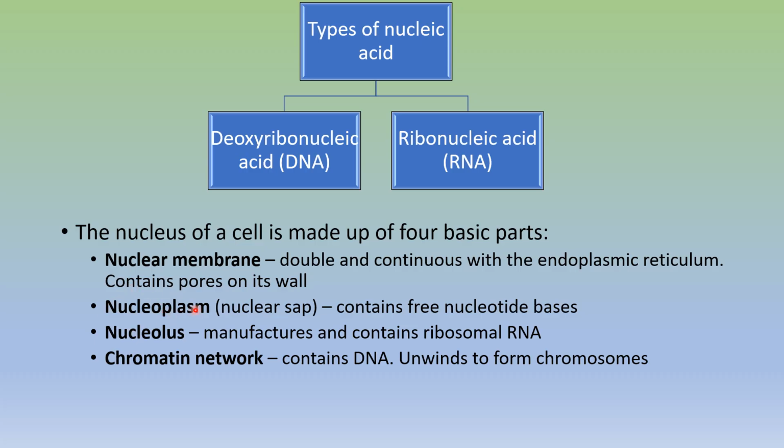It contains the nucleoplasm, which is essentially nuclear sap, and this contains our free nucleotide bases. And all of this will tie in as we go through this lesson. The third structure is the nucleolus, and this structure manufactures and contains ribosomal RNA. Our chromatin network is the structure that contains DNA, and when this unwinds, it forms chromosomes. This should be familiar because this is just recapping our grade 10 syllabus.